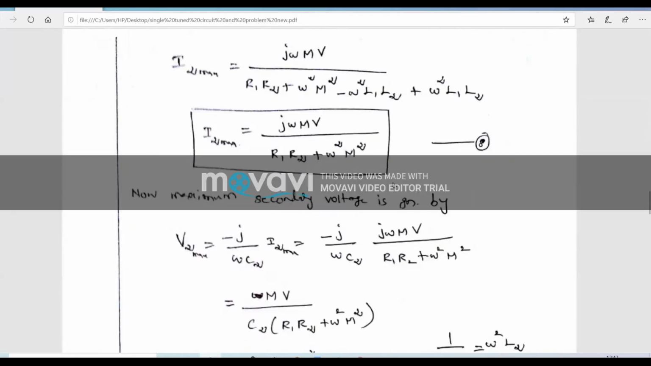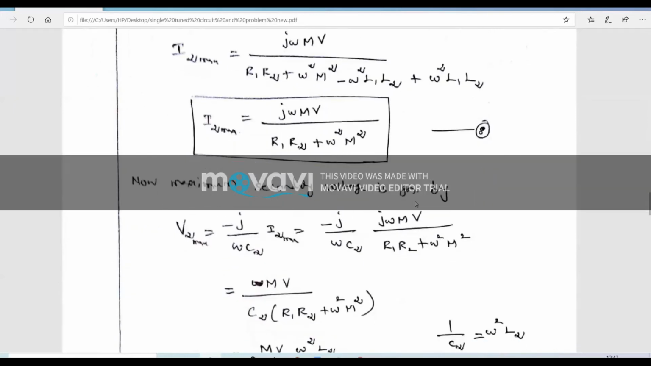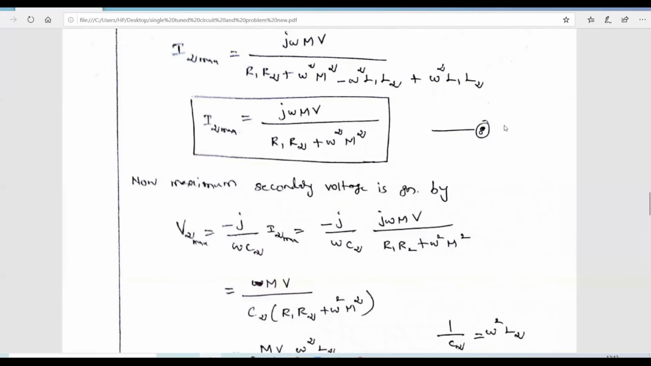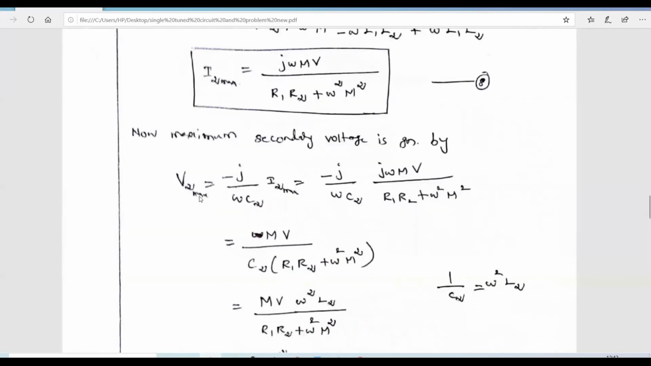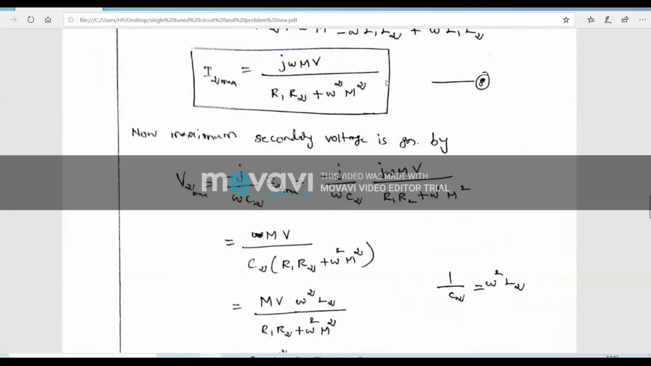Okay, but from this, if we want to find out the maximum secondary voltage, what is the maximum secondary voltage? Voltage across the capacitor C2. This is equation number 1. If you substitute this I2 max in equation number 1, we will get the voltage across the secondary loop, which is nothing but minus j omega C2 into I2 max. So you just substitute the I2 max value here.